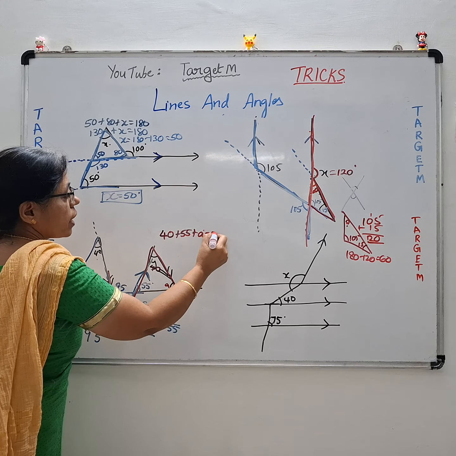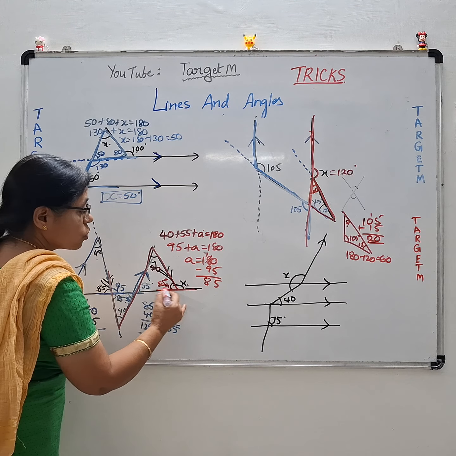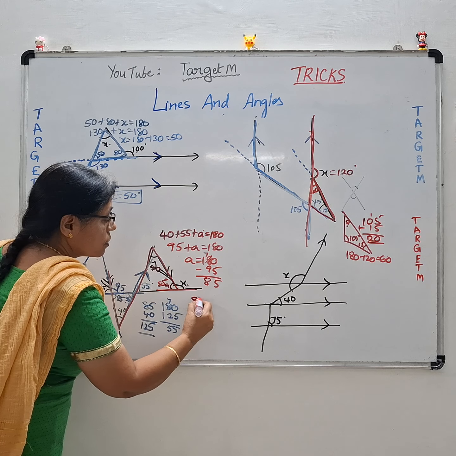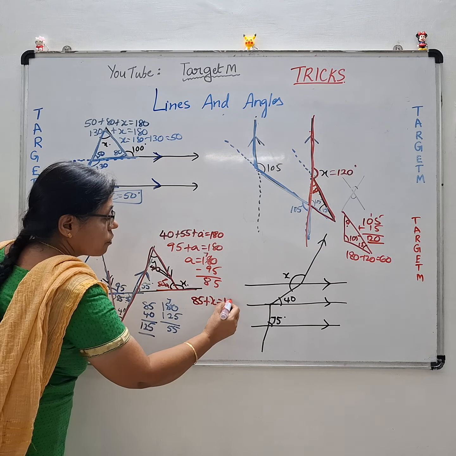Now if this is 85, our target is to find x. So these two form a linear pair. So this sums up to 180. So 85 plus x equals 180. So x is nothing but 180 minus 85.